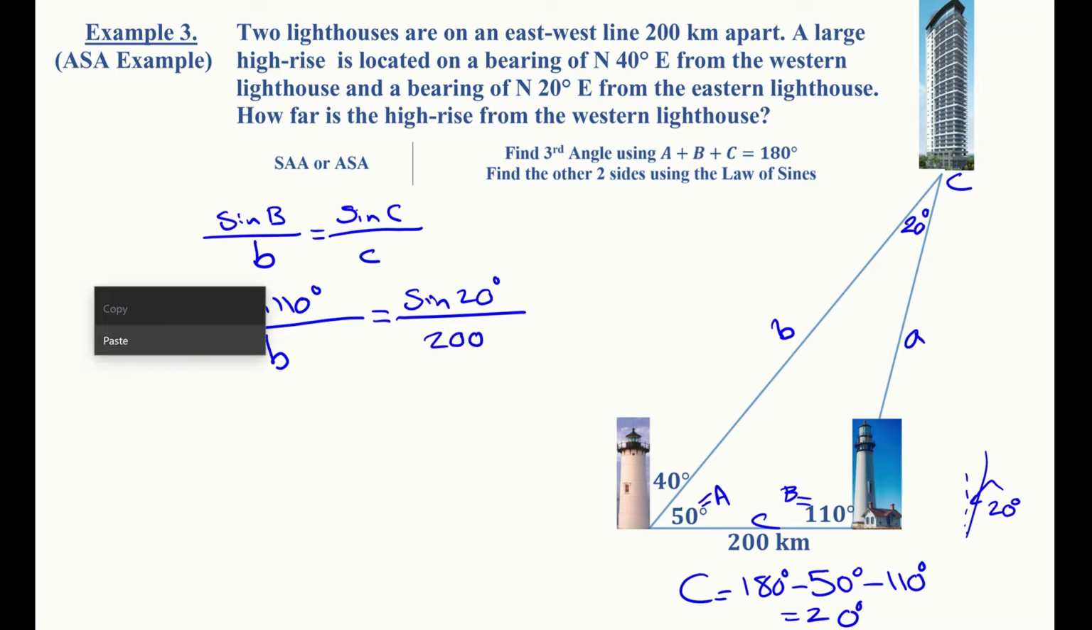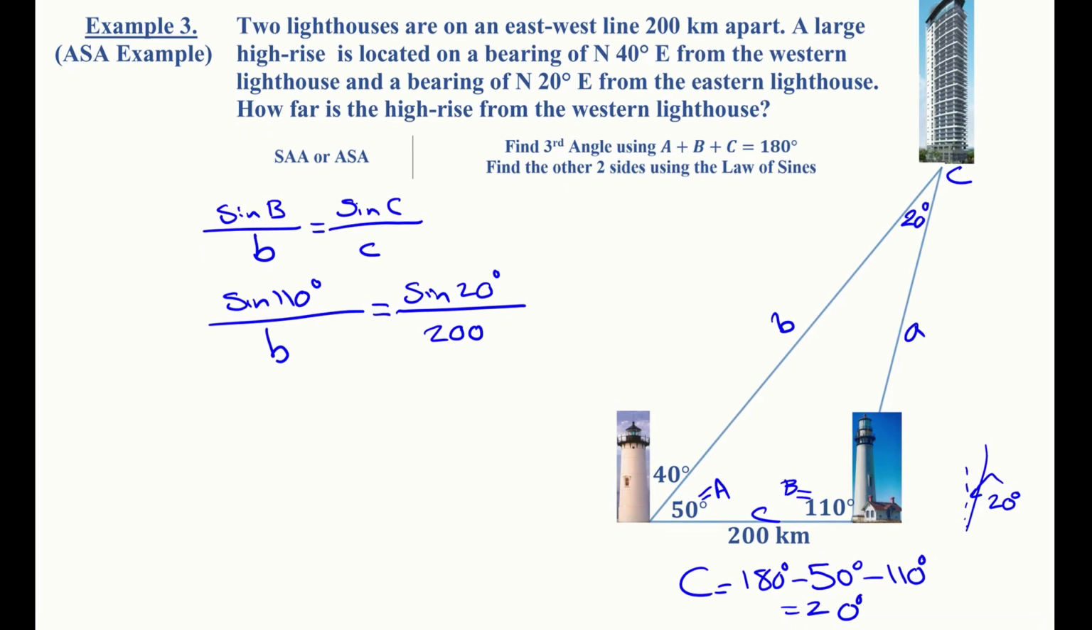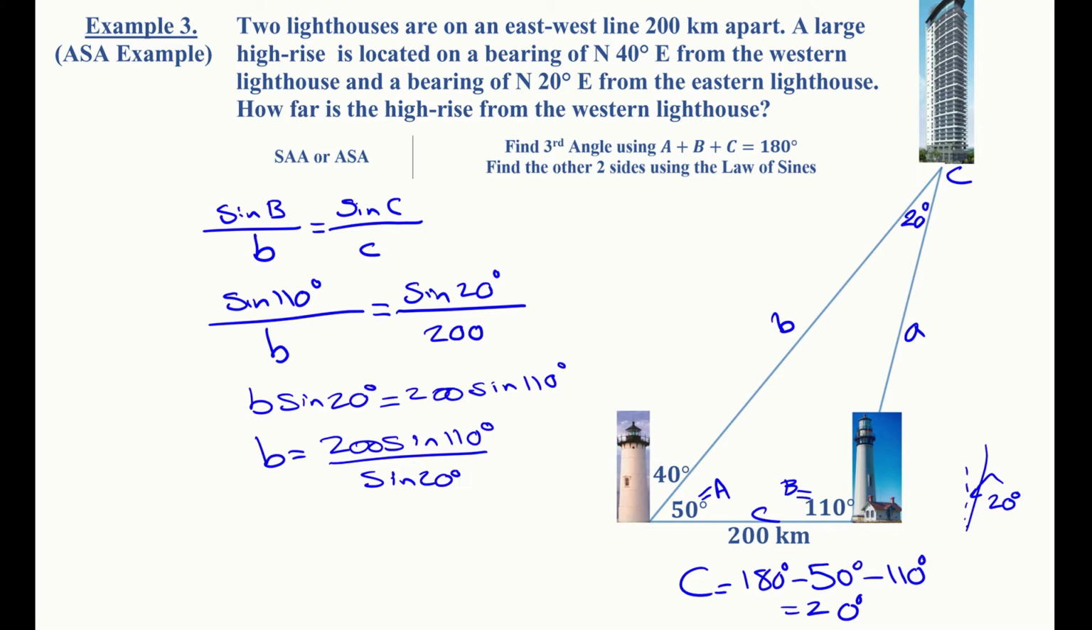All right, so now we go ahead and cross multiply. So B sine 20 degrees equals 200 sine 110 degrees. So we get B is equal to 200 sine 110 degrees over sine of 20 degrees. So now we're ready to go ahead and do some calculation.